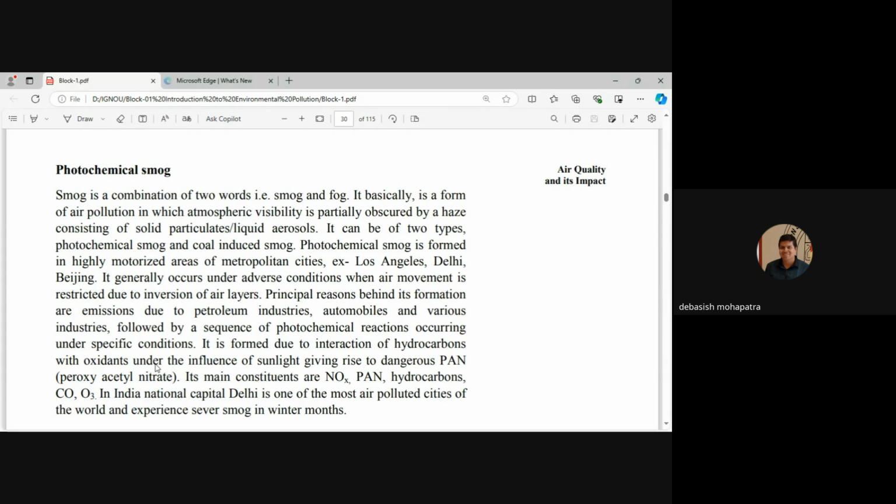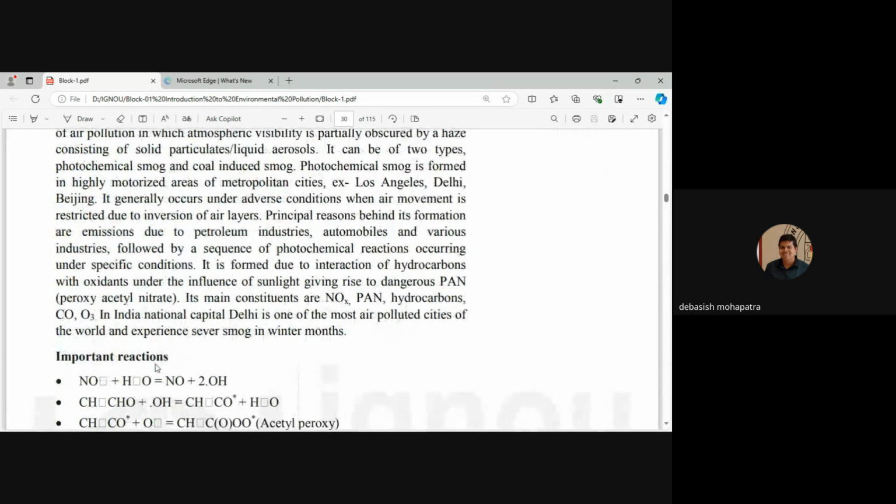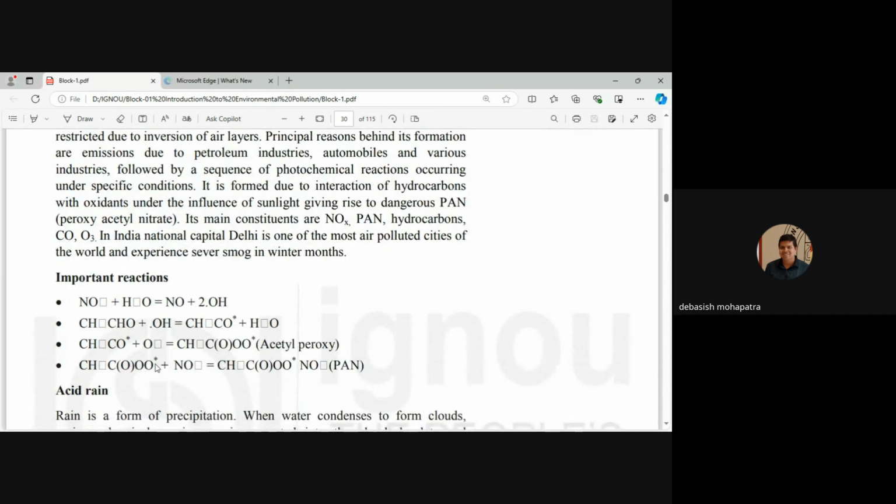In India, the national capital Delhi is one of the most air polluted cities of the world and experiences severe smog in winter months. That's what I told you. If you want to experience smog, then you can visit Delhi during this winter. And it is literally very hard to survive in that smog. You cannot breathe. You cannot see things. You cannot see the sun.